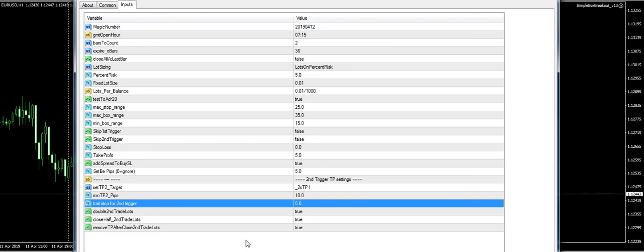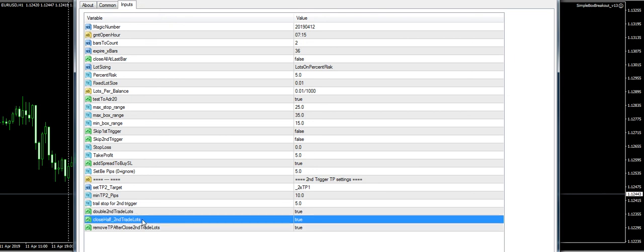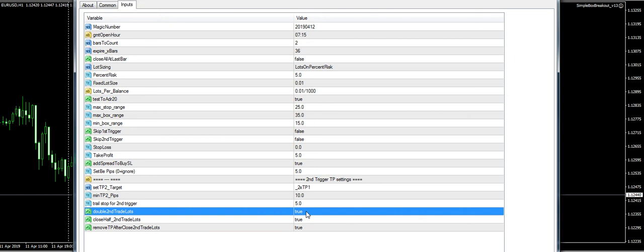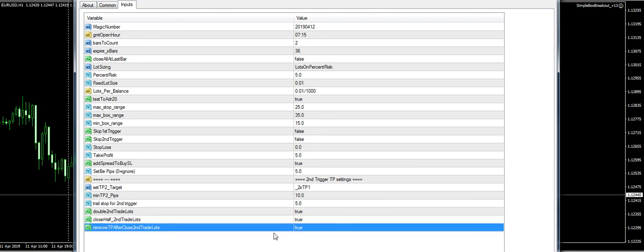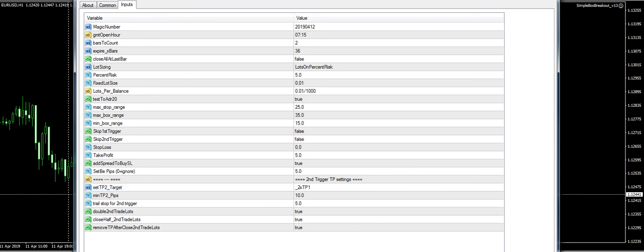And then trail stop for the second trigger is 5, right? And this is where you get to choose if you want to double the lots on that second trade, if you want to close half the lots on the second trade, or if you want to remove the TP after half of them are closed. I should change that, but defaults are true, so I just left it in there in case you want to mess around. I think that's it, man. I think it works. Just need to add this guy and this guy, and I think it works.